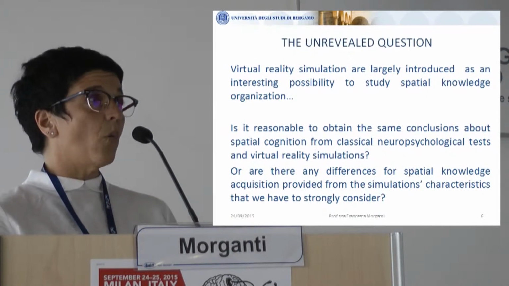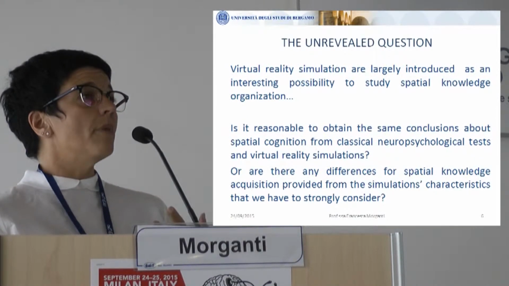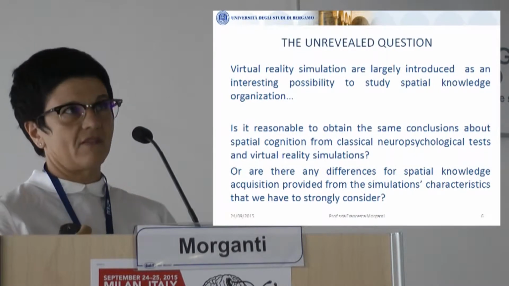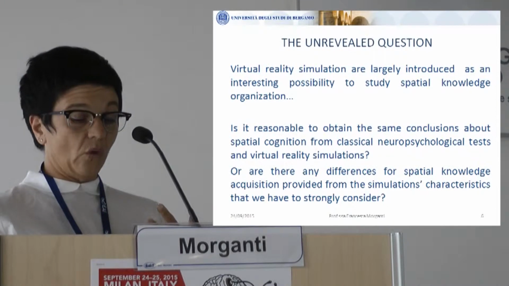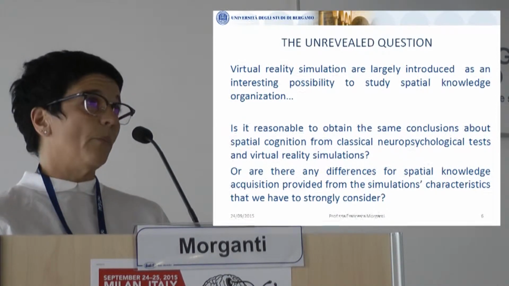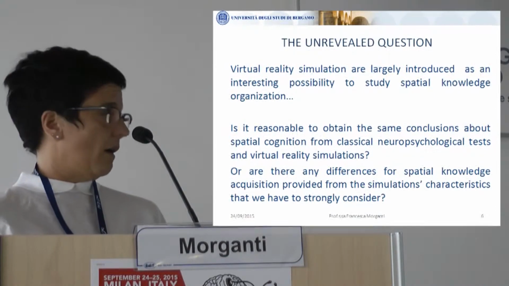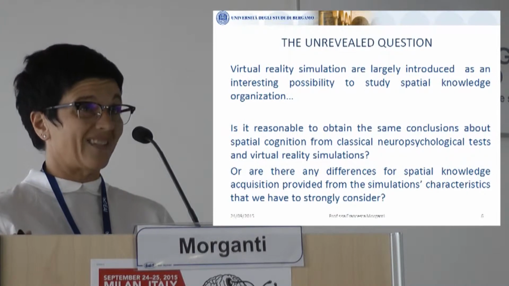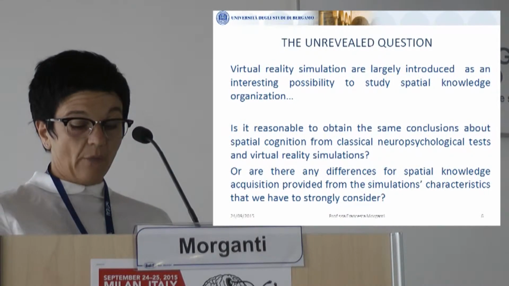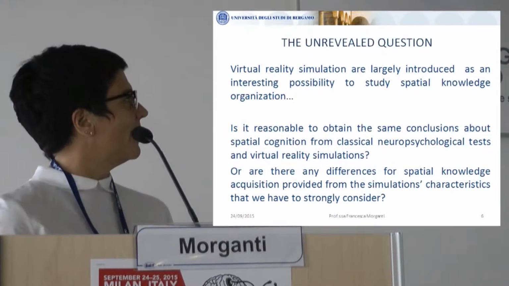Is that correct? First of all, we worked a lot with Silvia and with Giuseppe in the last years with virtual simulation for spatial cognition. But I think it's a good idea to ask first of all whether it's reasonable to obtain the same conclusions about spatial cognition, but in general for cognition, from classical neuropsychological tests and virtual reality simulation. Can I conclude something about classical cognition if I'm using virtual reality simulation to assess it? Or are there many differences in spatial knowledge acquisition provided by the simulation characteristics per se that we have strongly considered in our research? So this is my big question now.